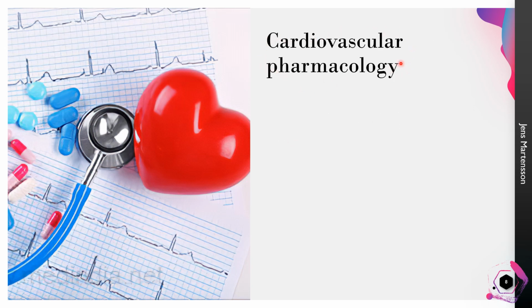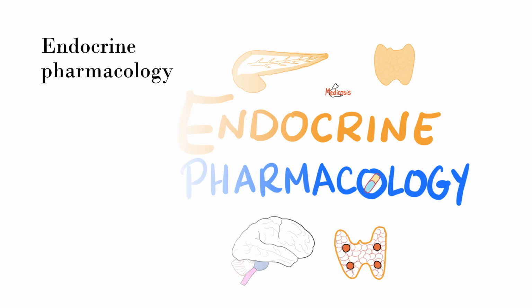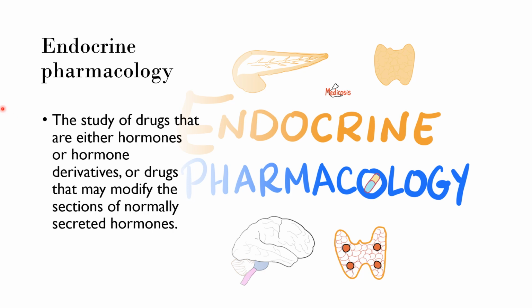We also are going to discuss cardiovascular pharmacology. When we say cardiovascular pharmacology, this is a branch of pharmacology that deals with the effects of drugs on the heart, the vascular system, and those parts of the nervous and the endocrine systems that participate in regulating cardiovascular function. The next is endocrine pharmacology. Endocrine pharmacology is a branch of pharmacology that deals with the study of drugs that are either hormones or hormone derivatives or drugs that may modify the secretions of normally secreted hormones.